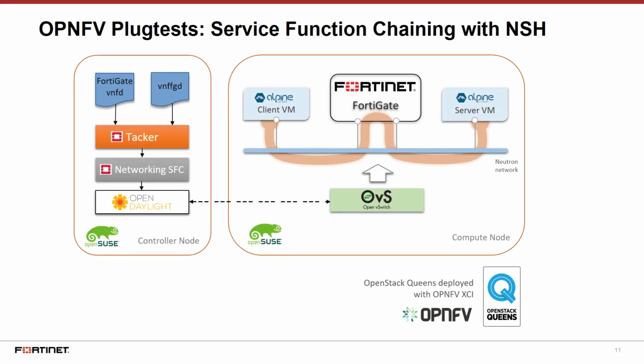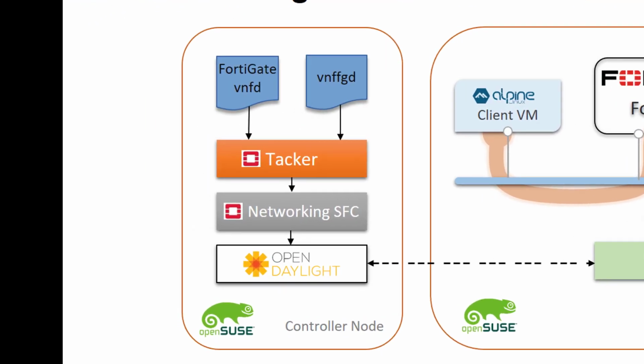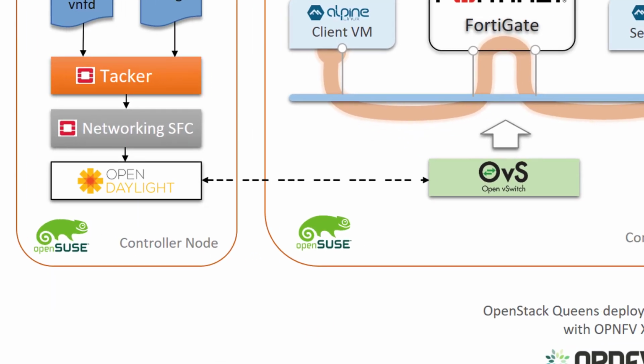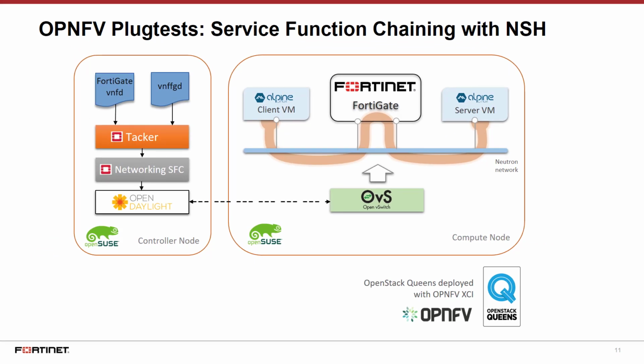This slide shows a global picture of what we will do in the demo. Tacker is fed by the user with BNF and BNF forwarding graph descriptors, and it uses this information to ask networking SFC to implement the chains. Then the SDN controller OpenDaylight coordinates with OpenVSwitch to actually implement the paths that the packets must follow. In this demo, we only implemented a chain going from client to server and the other way around, both going through FortiGate.